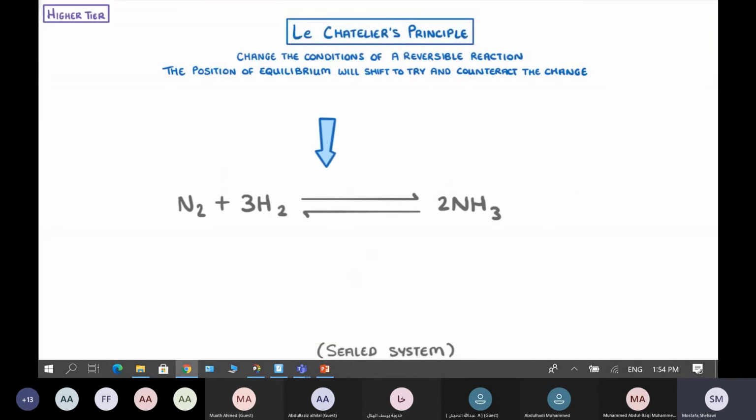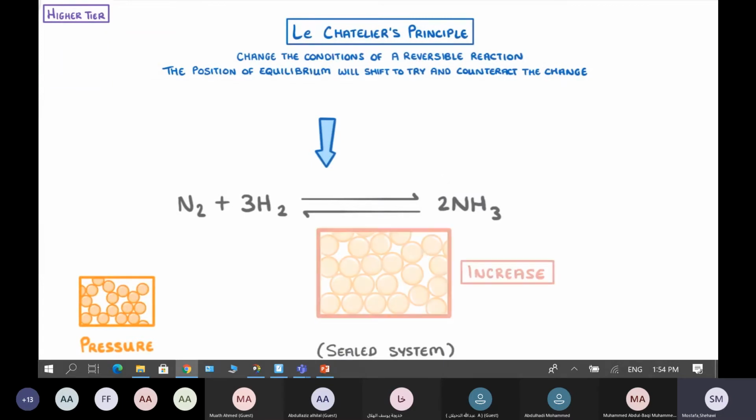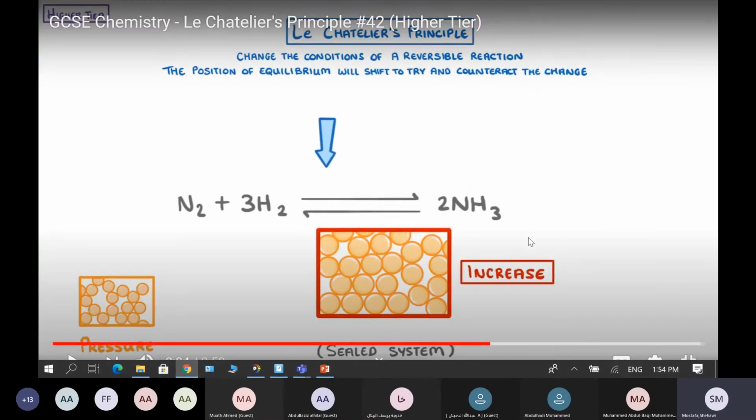We can also apply this concept to the pressure of our sealed system. So if we increase the pressure, then the equilibrium would move to whichever side reduces the pressure back down. So we finished talking about temperature. To understand temperature, you have to know which direction is exothermic and which direction is endothermic, to understand the effect of cooling and heating the reaction.